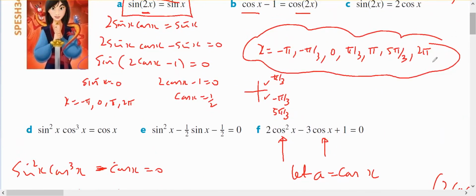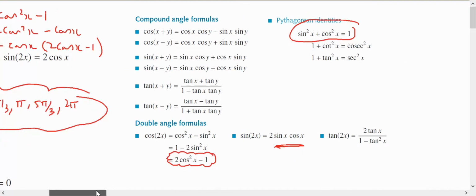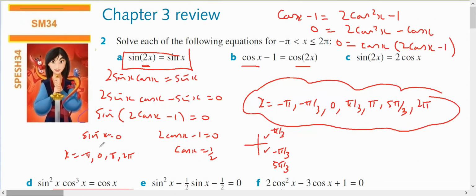So what I'm doing is rearranging using these here, depending upon what aspect we see, to be able to factorise or to turn them all into the one sine or cos to then be able to solve.